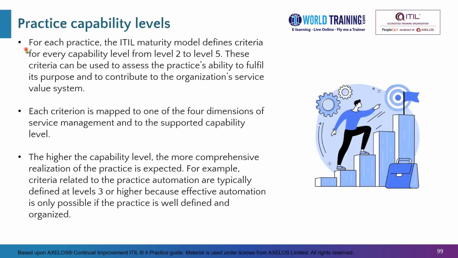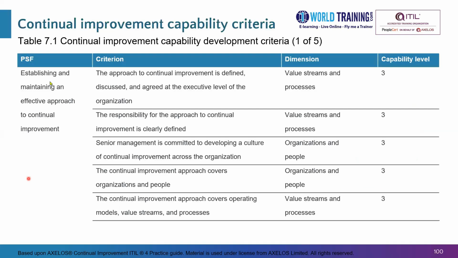So we see here that for each practice, the ITIL maturity model defines certain criteria for each level from level 2 to level 5. And these are used to assess the practice ability to fulfill its purpose and to contribute to the organization's service value system. And each of these criteria is mapped to any of the 4 dimensions of service management and to the supported capability level. Of course, the higher the capability level, the more comprehensive realization of the practice is expected. And particularly, the automation happens at level 3 or higher, because automation is possible only if the practice is well defined and organized. Let us now look at the different capability criteria for this practice for each of the PSFs.